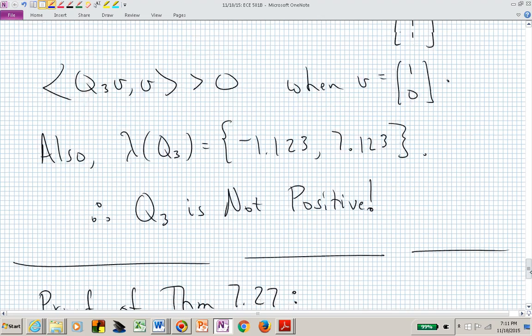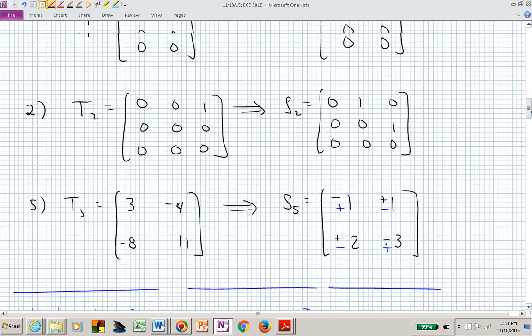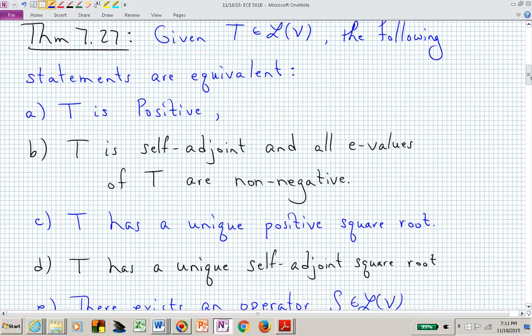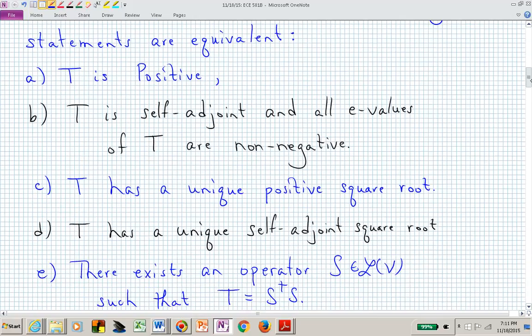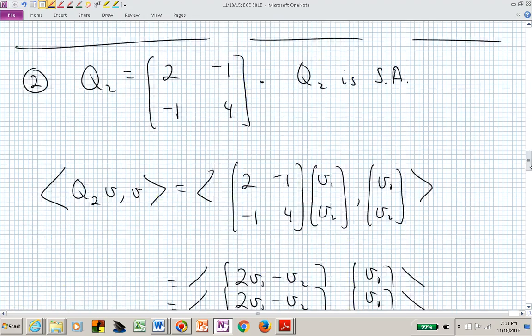And what was statement B? Statement B said that T is self-adjoint, so that's already met when T is positive. We're assuming A is true. So now A being true says that T is self-adjoint and that inner product expression is true. So the first part of B is automatically shown from the first condition on T being positive. Now let's see if we can find if the eigenvalues are non-negative of this operator.